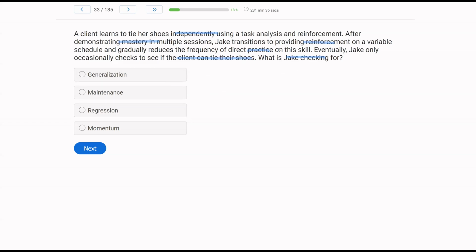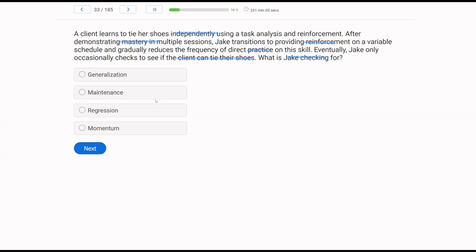Why do we know that? Well, because the whole question is talking about fading out the intervention, fading out the direct practice, and Jake only checking to see, can they still do it? Can they maintain the response and the behavior even after I'm not teaching it anymore? We don't mention anything about new environments or new people. We're not really discussing generalization in the context of this question. It's much more about maintenance than it is for generalization.